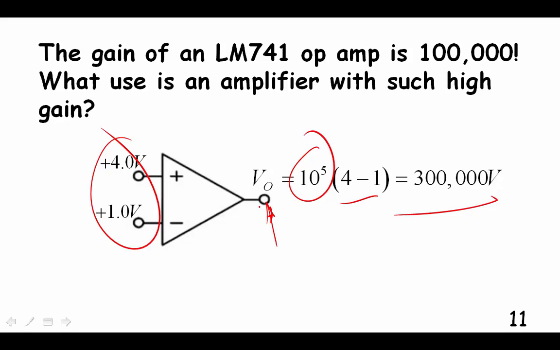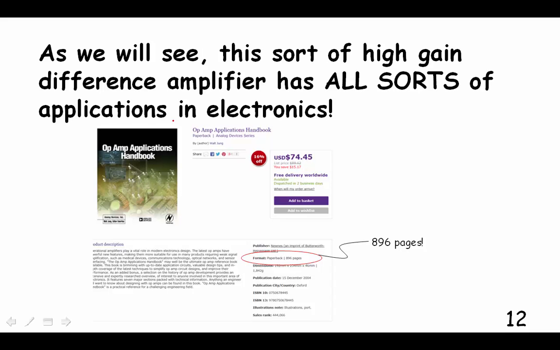But why would we want an amplifier with such high gain? If you had 1 volt here and 1.00001 volts, the difference is how many millivolts? A 100th of a millivolt. Then we're going to get 1 volt on the output. How are you going to amplify a 100th of a millivolt? Why would you want an amplifier like that? You'll see. It's got a ton of applications.